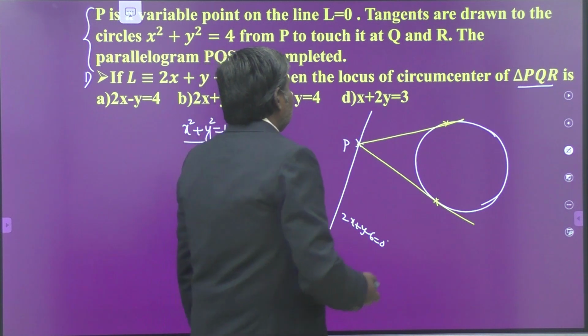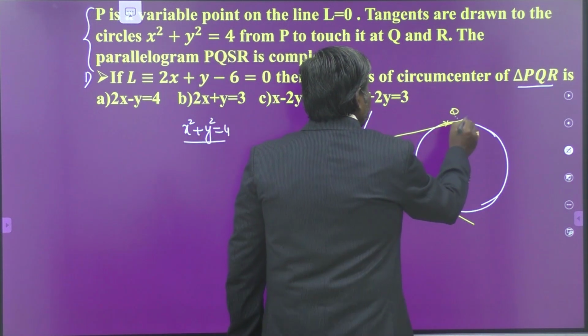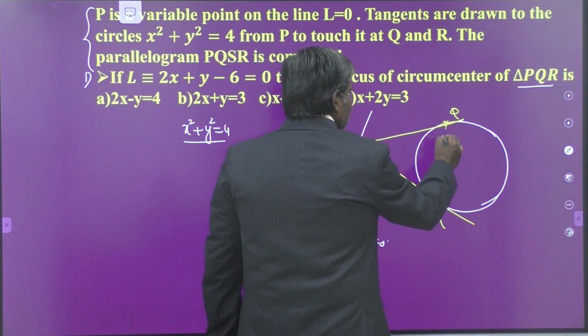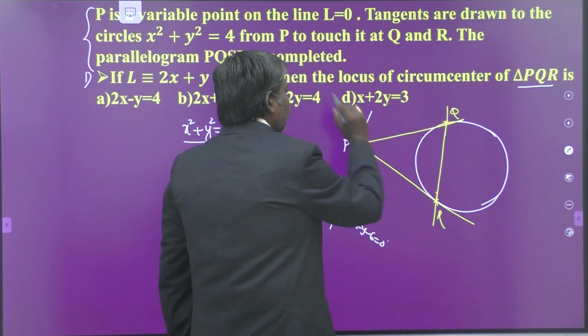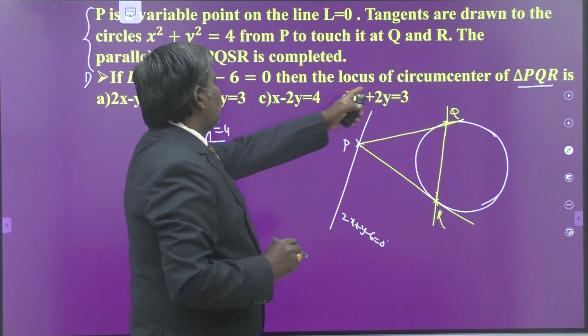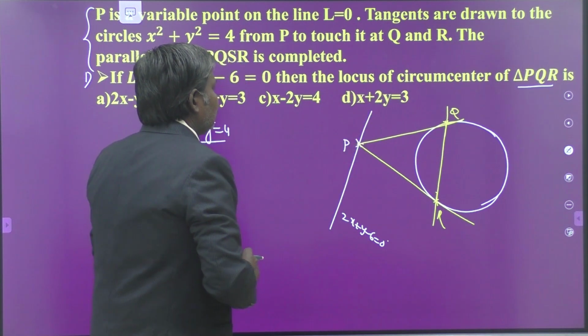Now, you can draw the chord of contact. They touch the circle at what? Q and R. This is the chord of contact. So some triangle is obtained. What are they asking? The locus of the circumcenter of the triangle PQR is what?